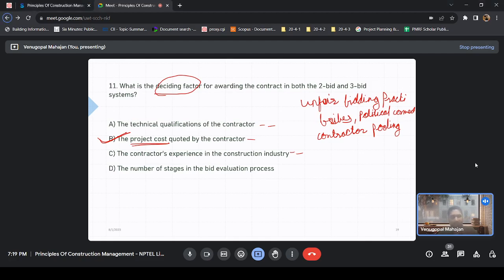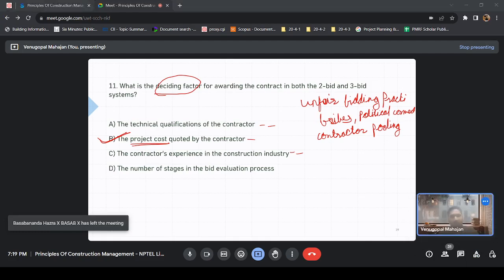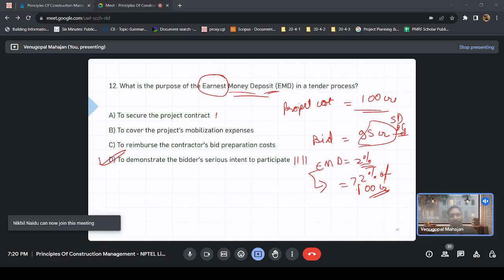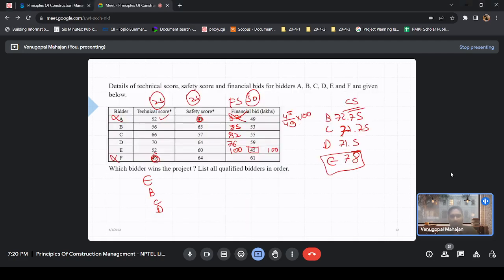So we also had a general discussion about unfair bidding practices. Then we went on to earnest money deposit. It is calculated on the estimated project cost, while security deposit is on the bid price. It actually shows the earnestness of the contractor to participate. Then we came to the calculation of the composite score, or how to rank the bids. This is similar to your assignment problem, and we saw that this is not quite the same as what we just studied in theory.